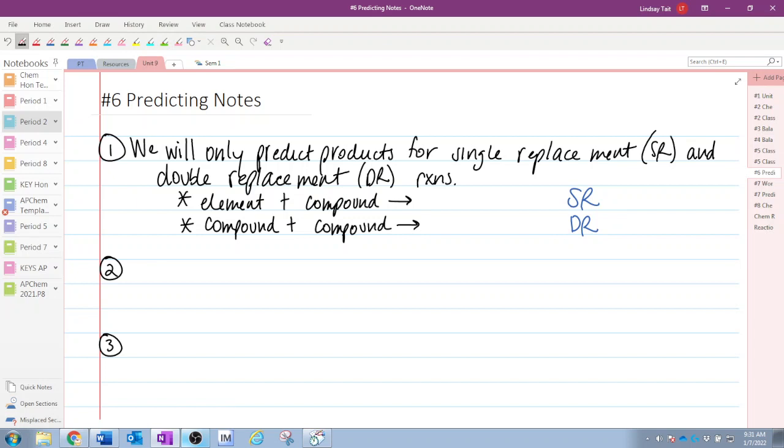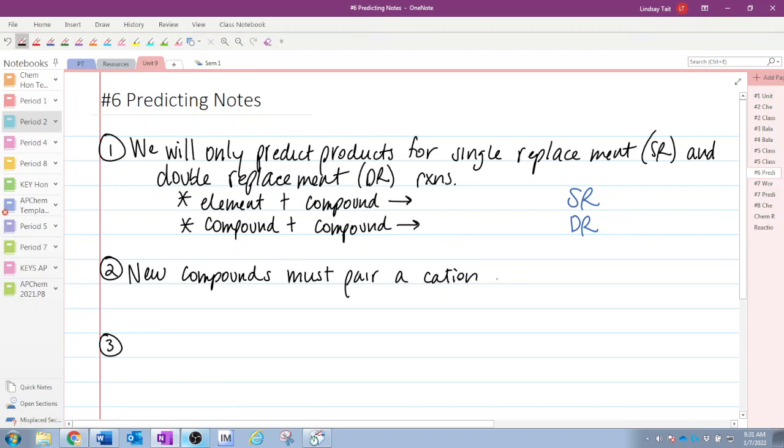All right, so what we're going to talk about here with predicting products, the first thing with number 2, we started doing yesterday. Usually with predicting products, it's about figuring out who's partnering up to make new compounds, right? Who's hooking up in the different reactions. And we already discussed yesterday how you know who to hook up. Because what had to be true of the 2 things that you were putting together? Opposite charges. They had to have opposite charges. So that's number 2, is just kind of deciding how are you going to rearrange things. And any new compounds that are made, they must pair a cation and an anion.